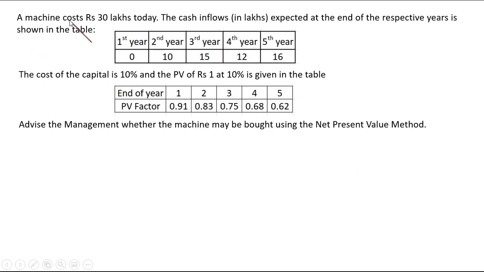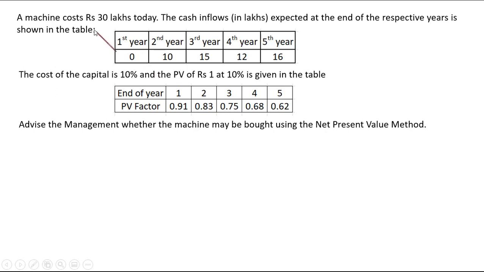A machine costs rupees 30 lakhs today. So that's the present value of the machine. The cash inflows in lakhs expected at the end of the respective years is shown in this particular table.